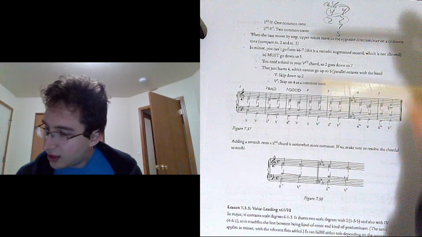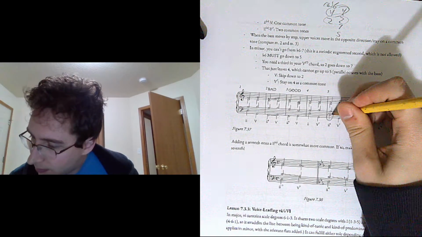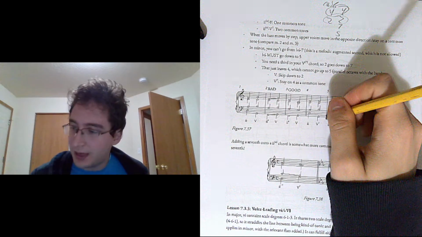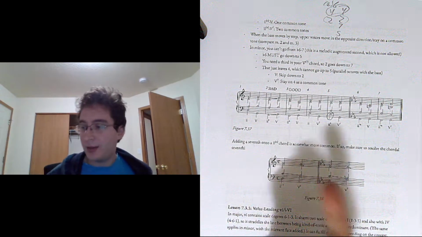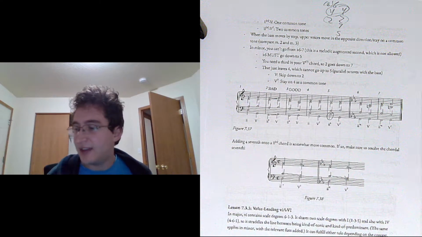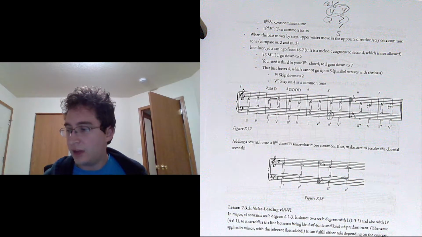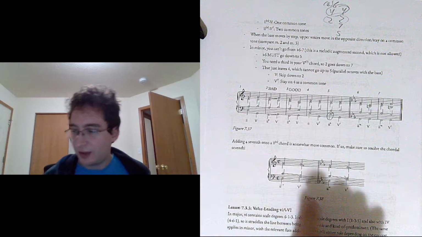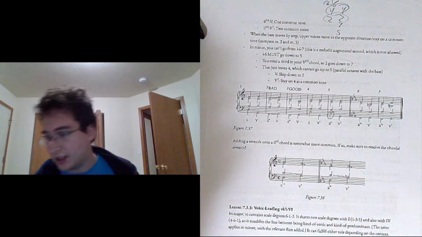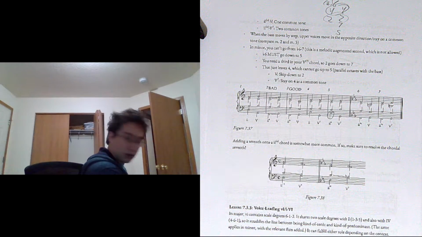If I write a 6 there, I should probably make it a flat 6. Yeah, that should be an F. Oops. And then you'll sometimes see a 7th on a 2 chord. It's more common than adding it onto a 4 chord. If so, make sure to resolve the 7th, which in this case would be scale degree 1 going down to scale degree 7.